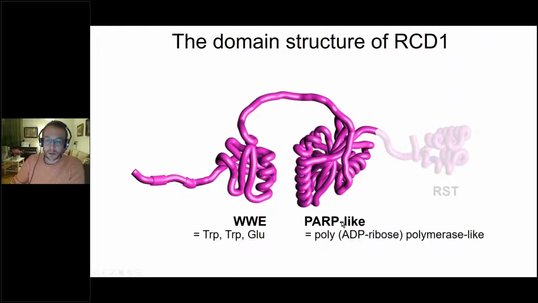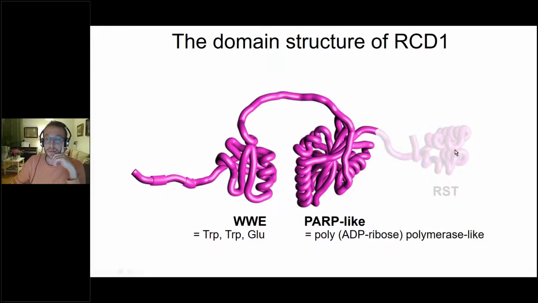So what about the first two domains of RCD1? The first one is called WWE for the amino acids that are very conserved in this domain. And the second domain is called PARP-like, poly-ADP-ribose polymerase-like. So maybe not all the plant scientists have been frequently hearing about poly-ADP-ribose. So in the next couple of slides, I will show you what this is.